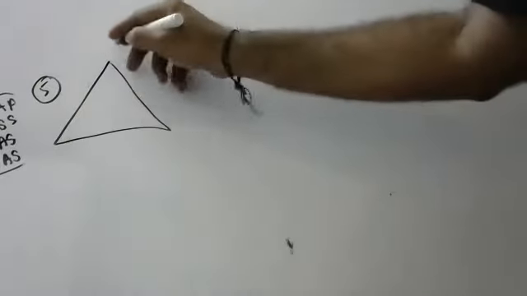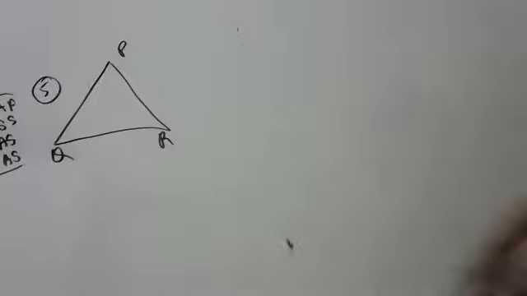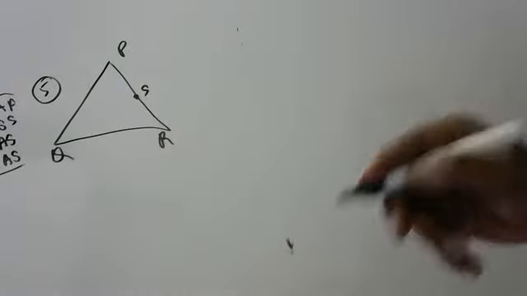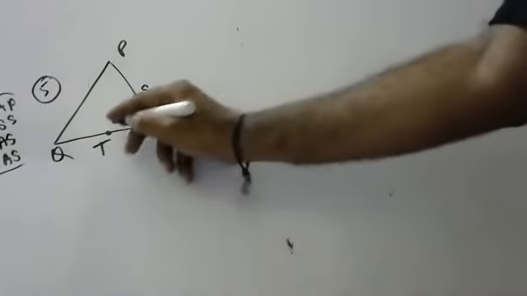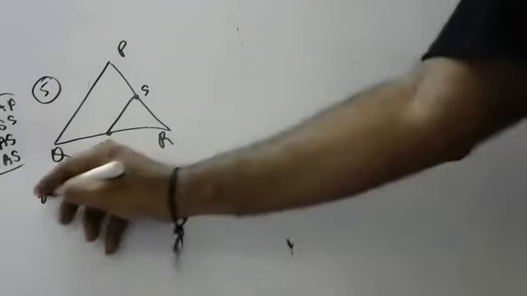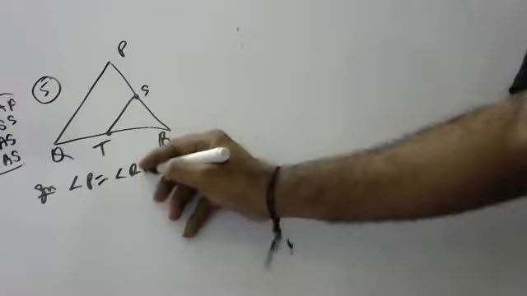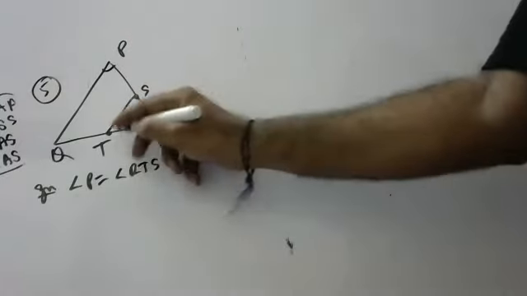Be careful. S and T are the points on side PR and QR of triangle PQR. Children, there is a triangle PQR, and S is a point on PR, and T is a point on QR. Given what? Angle P is equal to angle RTS.